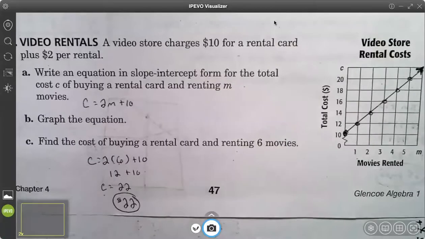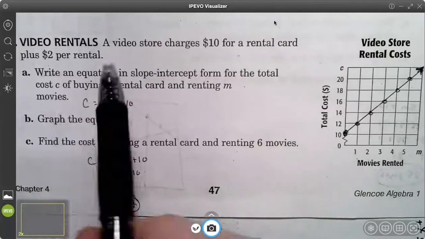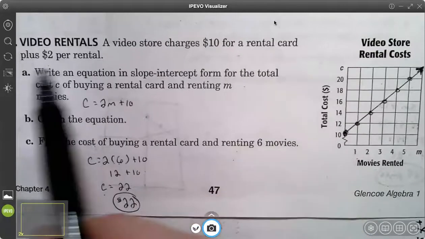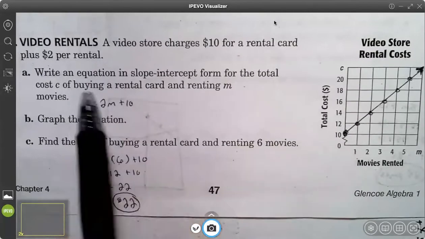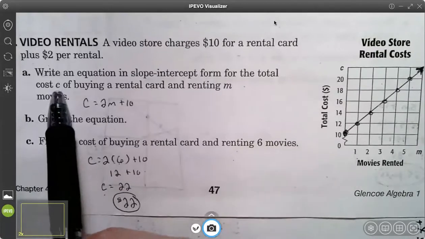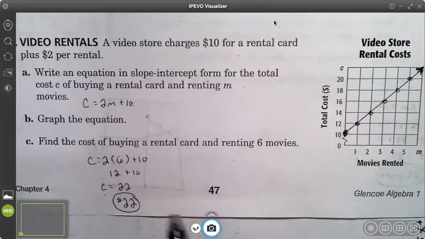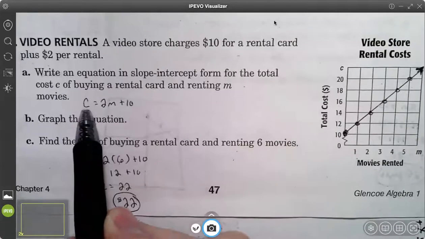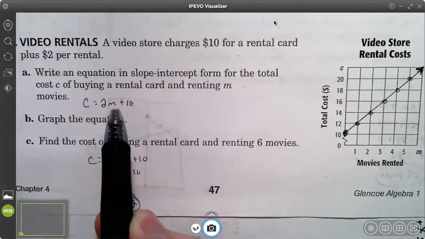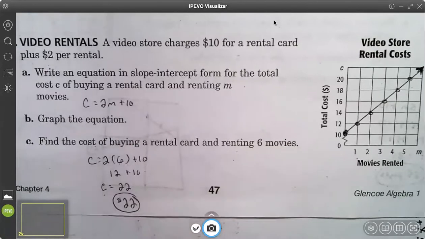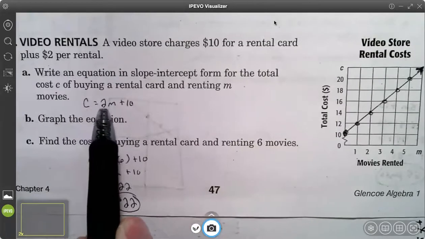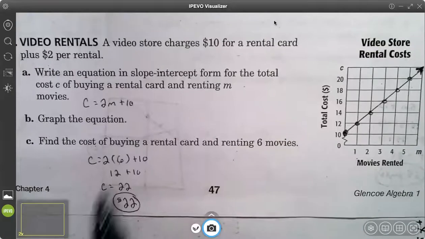Let me show you a word problem that I've already worked out. A video store charges $10 for a rental card plus $2 per rental. It said write an equation in slope-intercept form for the total cost, C, of buying a rental card and renting M movies. The total cost, C, equals $2 times however many movies I rent plus $10 up front for the rental card. That is slope-intercept form. Y equals slope of 2, x plus y-intercept of 10.